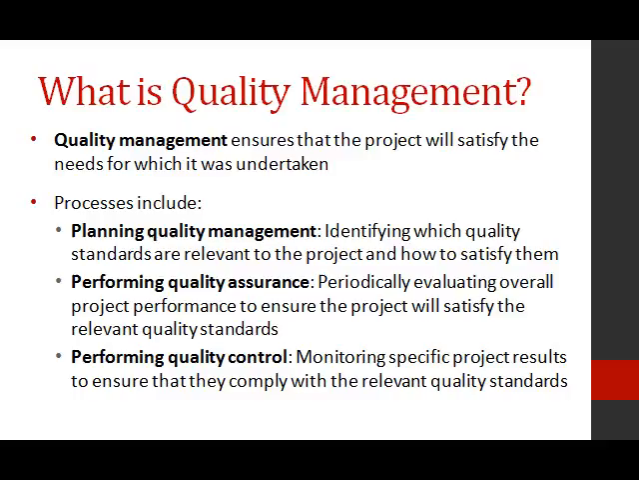What is quality management? Quality management ensures that the project will satisfy the needs for which it was undertaken. Quality management processes include planning quality management, identifying which quality standards are relevant to the project and how to satisfy them, performing quality assurance, periodically evaluating overall project performance to ensure the project will satisfy the relevant quality standards, and performing quality control, monitoring specific project results to ensure that they comply with the relevant quality standards.